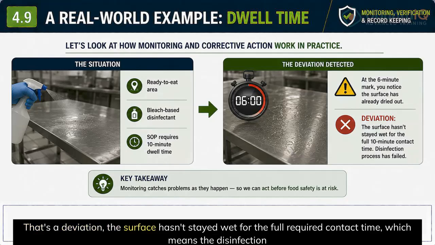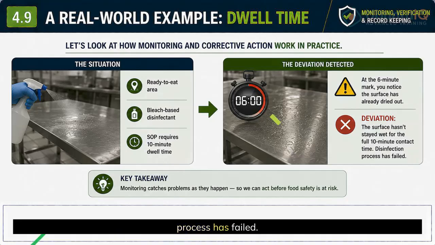At the 6-minute mark, you notice that a section of the table has already dried out. That's a deviation. The surface hasn't stayed wet for the full required contact time, which means the disinfection process has failed.